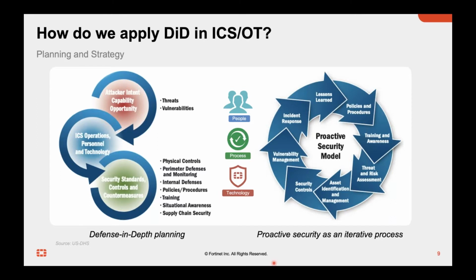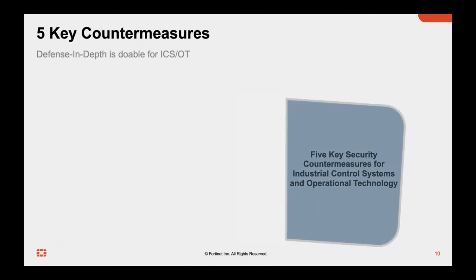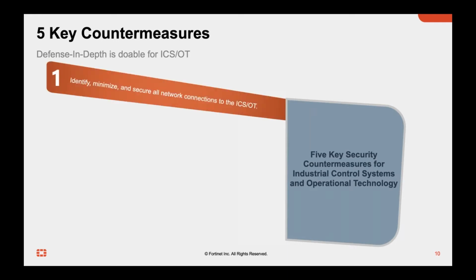To summarize all this, these are 5 key security controls identified by the Department of Homeland Security for protecting critical infrastructure. First, identify, minimize, and secure all network connections to the ICS and OT, which again I talked about previously, is known as zero trust network access or zero trust access into the ICS and OT environment.